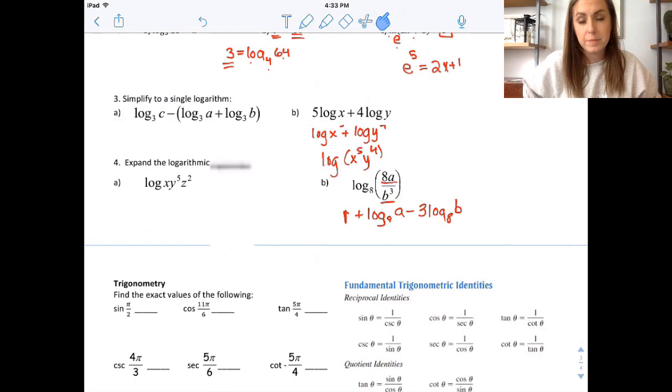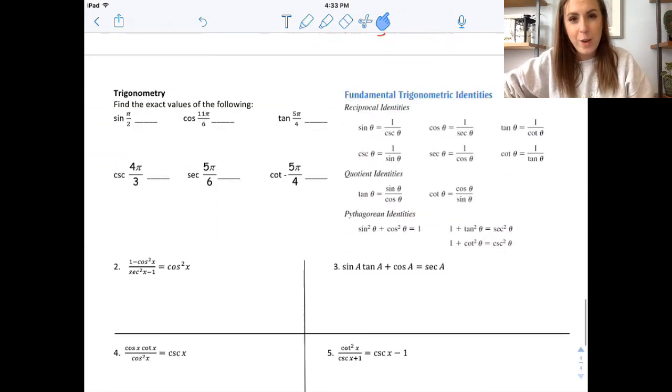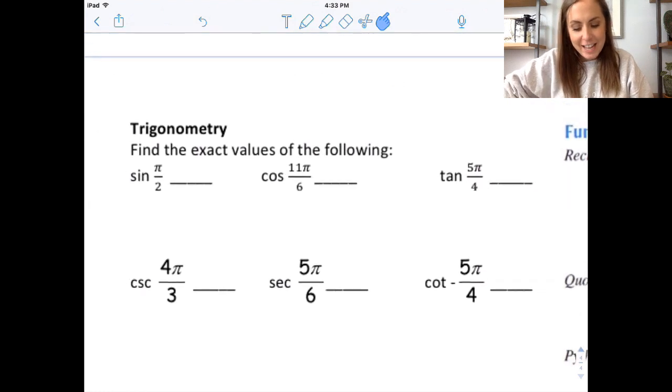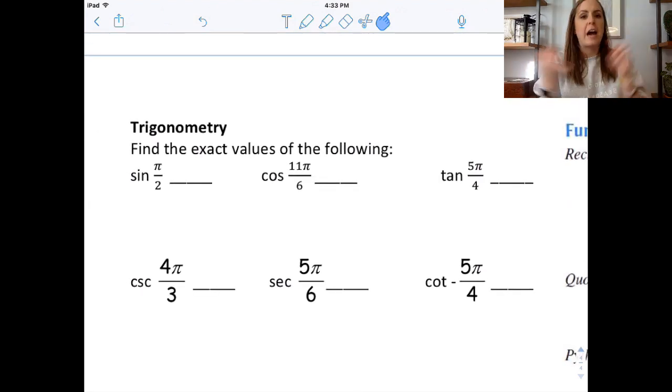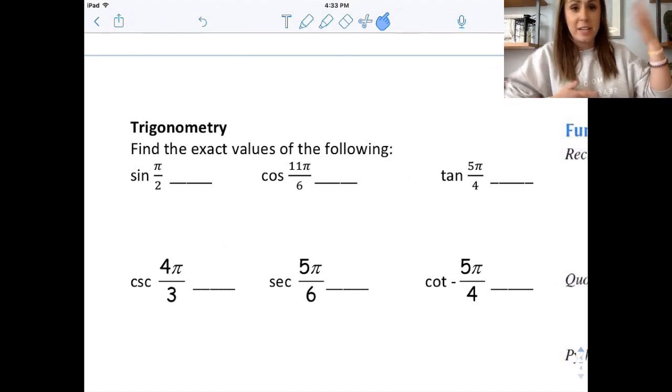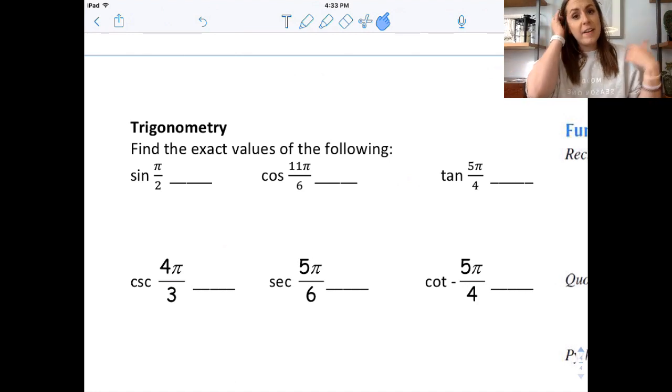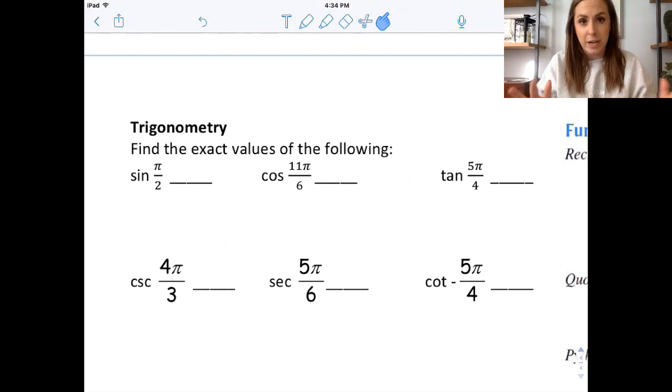All right, trig, everybody's favorite. Let's look at a couple of these. So first of all, you got to be able to find exact trig values, whether it is secant, cosecant, sine, cosine, tangent, cotangent, any of them. Positive angles, negative angles, and you will not see a degree on this test. You will only see radians. So make sure that you're comfortable with those.